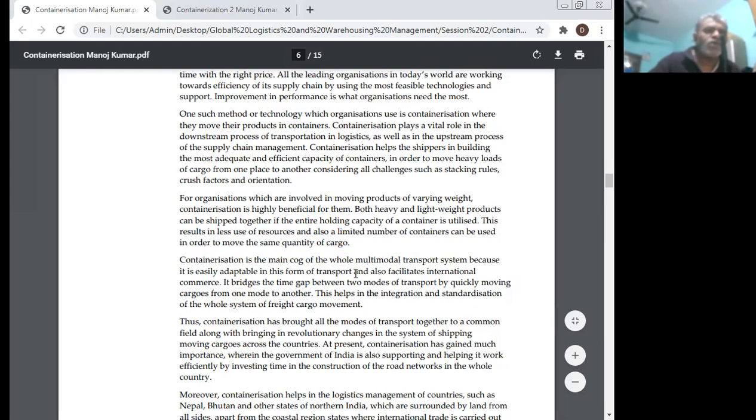Containerization is the main cog of the whole multinational transport system because it is easily adaptable in this form of transport and also facilitates international commerce. It bridges the time gap between the two modes of transport by quickly moving cargo from one mode to the other.